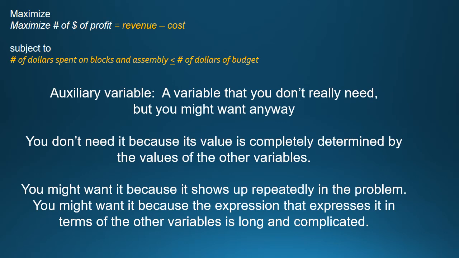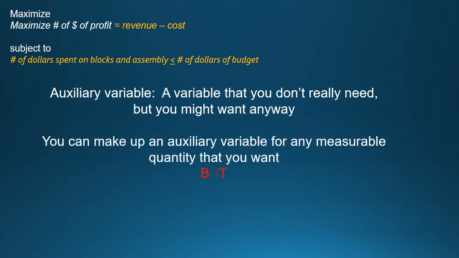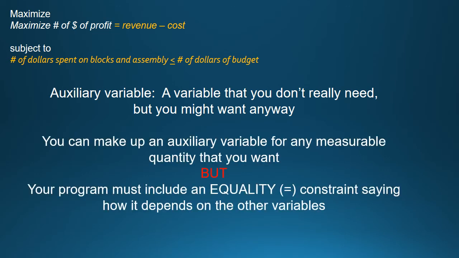The expression for cost appears in the objective and the left-hand side of the constraint, and it's going to be a mess because it's going to depend on all 11 variables. Now, the rule is you can make up an auxiliary variable for any quantity that you want, but, and this is a big but, you must include an equality, an equals constraint in your program saying how that variable depends on the other variables in the problem.